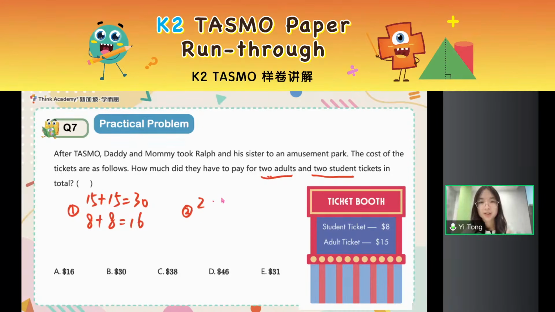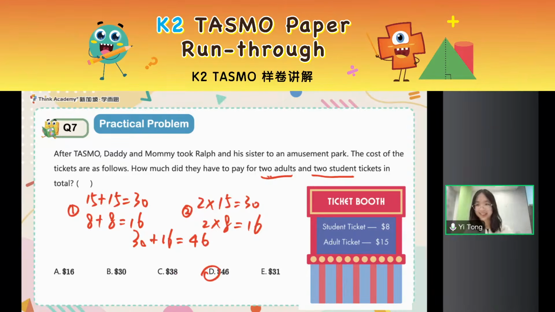Multiplication. 2 times 15 equals 30. 2 times 8 equals 16. Now, we want the total. That means the sum. So 30 plus 16 equals 46. Which one is my answer? Let's type in the chat. Oh, very fast. I saw the answer already. Yes, it is D. Kudos to you.